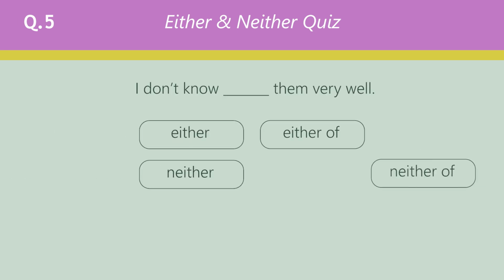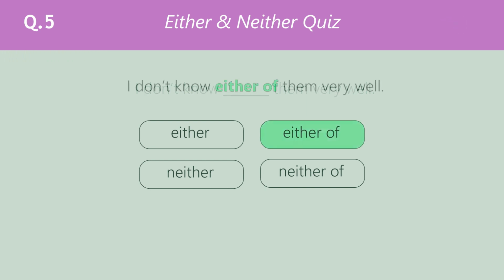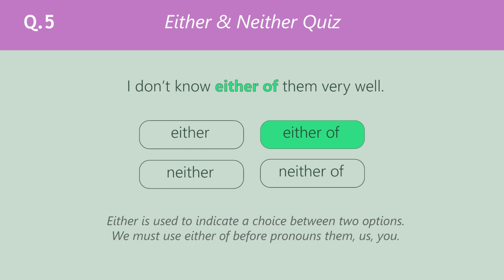Question 5. I don't know either of them very well. Either is used to indicate a choice between two options. We must use either of before pronouns, them, us, you.